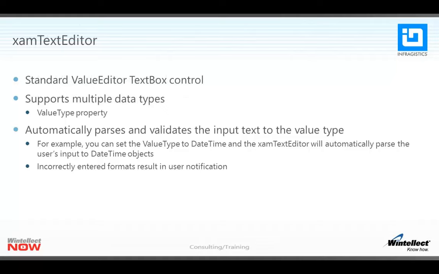Lastly, the XAMPP Text Editor is a standard value editor text box control. It supports multiple data types via its value type property. The editor will automatically parse and validate the input text to the value type. For example, you can set the value type to date time, and the XAMPP Text Editor will automatically parse the user's input to date time objects. If the user's input is not in correct date time format, it will consider the input invalid and prompt the user accordingly.